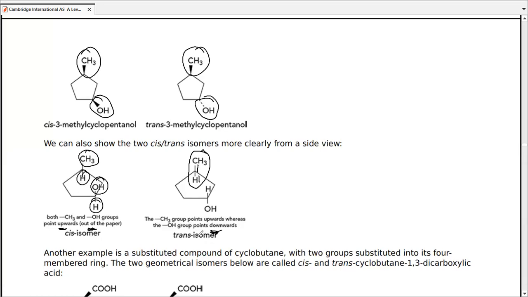ठीक है ये बात समझ आती है. Can you repeat it once again? Okay, the point I'm trying to make, ये एक cyclohexane है let's suppose, ठीक है.